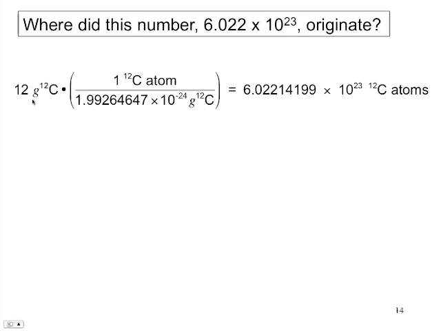Again, if we take exactly 12 grams of carbon-12 and we divide by the mass of a single carbon atom, we will get out this number, which is Avogadro's number. So that's where it comes from.